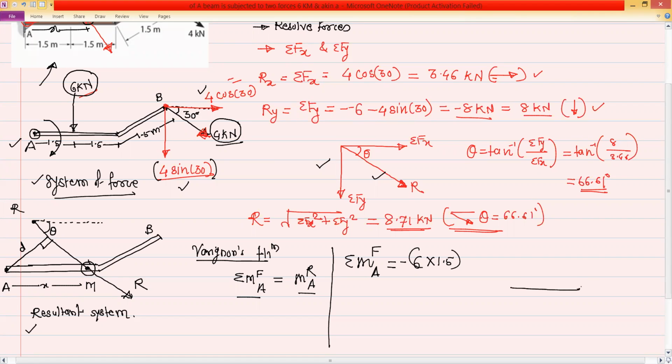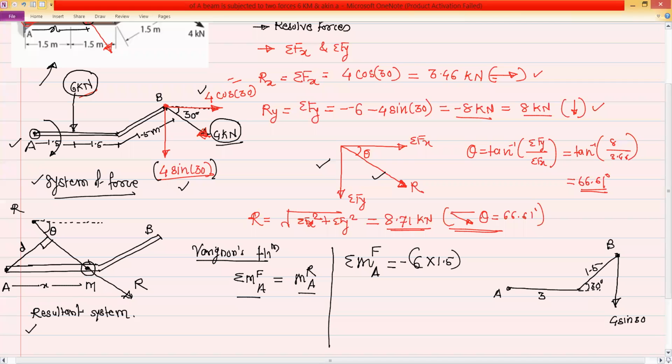So observe this separate figure. This is point A and this is the point B. 4 sine 30 is acting at this point like this. This is 4 sine 30, and this angle is 30 degree. So this distance is equal to 1.5, and this total distance is equal to 3 meter.